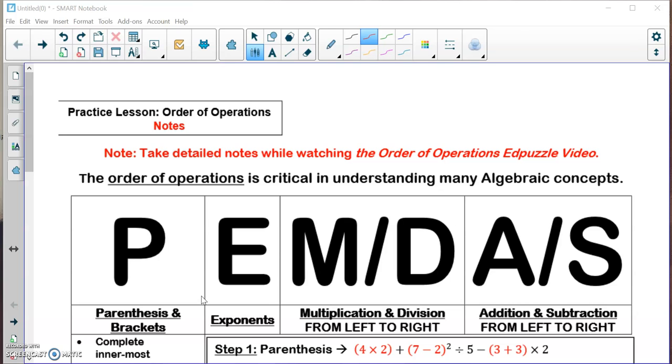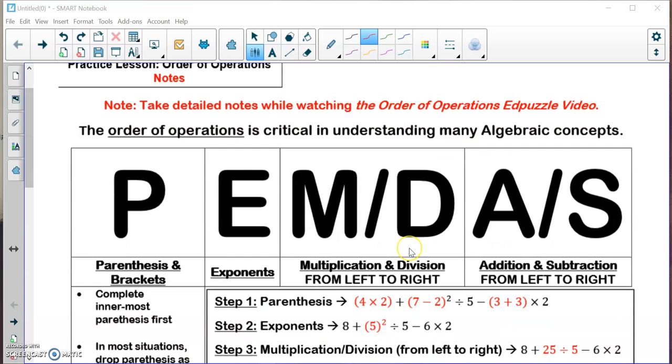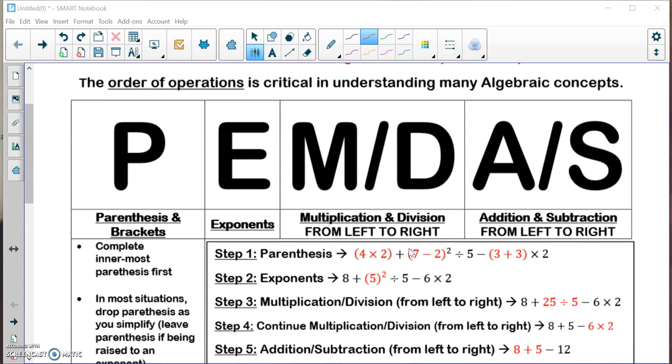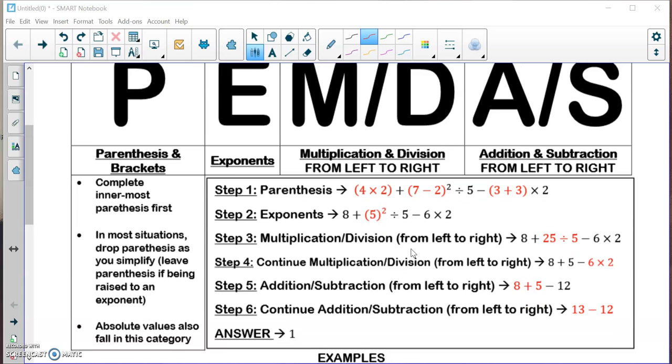Today we will be discussing the order of operations. The order of operations is going to be very critical in understanding many algebraic concepts throughout this year. Now you should have already learned the order of operations. The order of operations is a set of procedures that we use to simplify expressions.